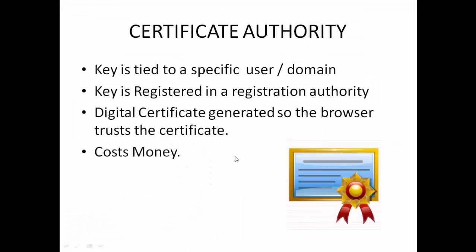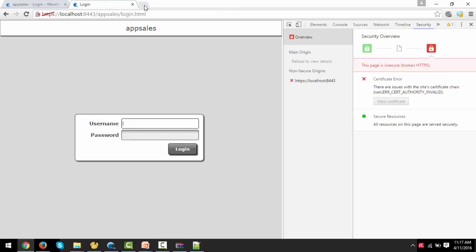So here's where certificate authorities come into play. These keys are tied to specific users and domains. If the browser does not know about this user and domain, it will give us this error. In order to avoid this error, the key has to be registered with a registration authority, and a digital certificate that is recognized and trusted by the browser has to be issued, and well, it costs money. So let's look at a valid certificate.